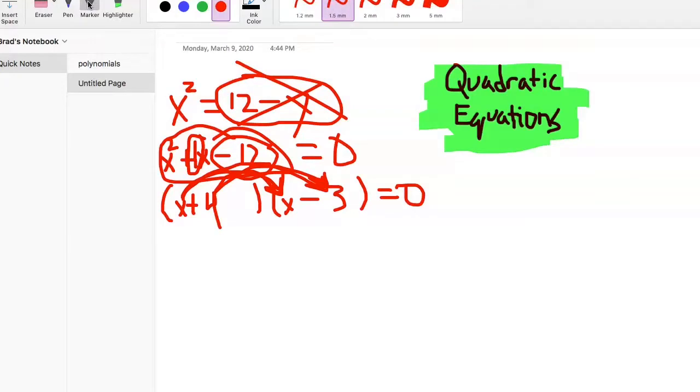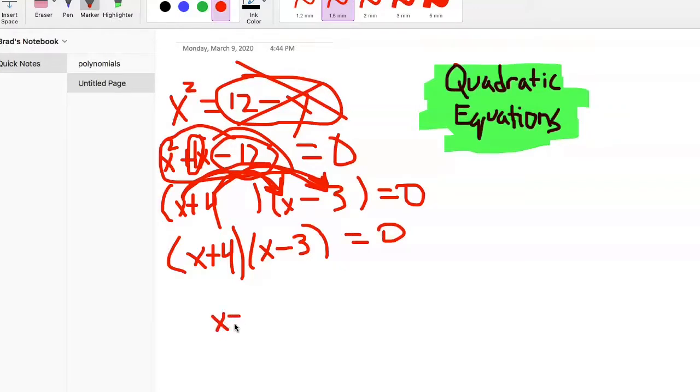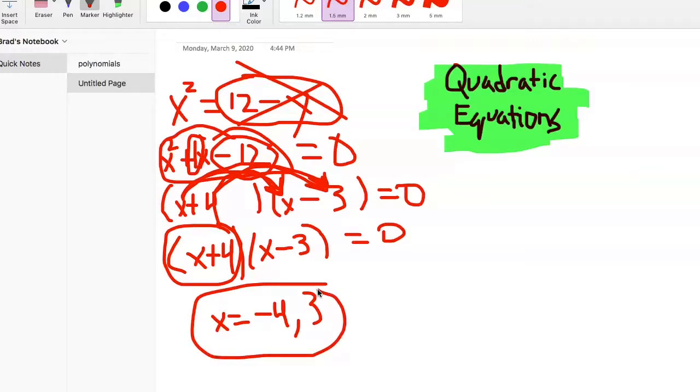Okay, and I'll rewrite that just in case it's hard to see. So we have x plus 4 times x minus 3 equals 0, and that's how we factor this out. The last part is pretty easy: now we need to solve for x. First of all, we want the one in this parentheses to equal 0. If x is negative 4, negative 4 plus 4 is 0, and then whatever is in the other parentheses doesn't matter. 0 times anything is 0, right? Same thing here: if x equals 3, 3 minus 3 is 0. The solution will be 0 for either the answer of negative 4 or 3.